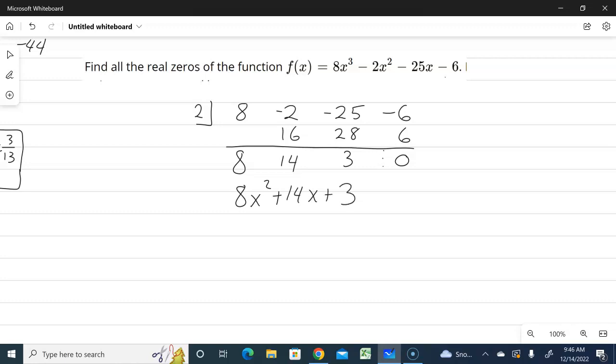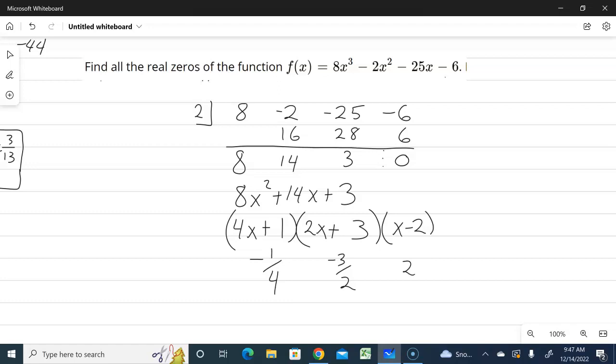We would hope that we can factor that. I'm not sure that it is factorable. So we're going to use a little quadratic formula to see. Actually, I think it is factorable. Now that I look at it, we got 4x and 2x, plus 3 and 1. That gives us 14x. And so our factored form for this is x minus 2. Our solutions are negative 1/4, negative 3/2, and 2.